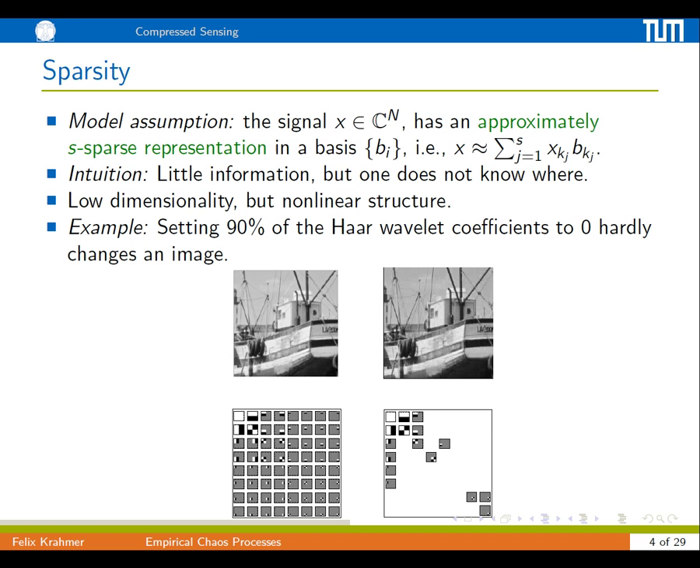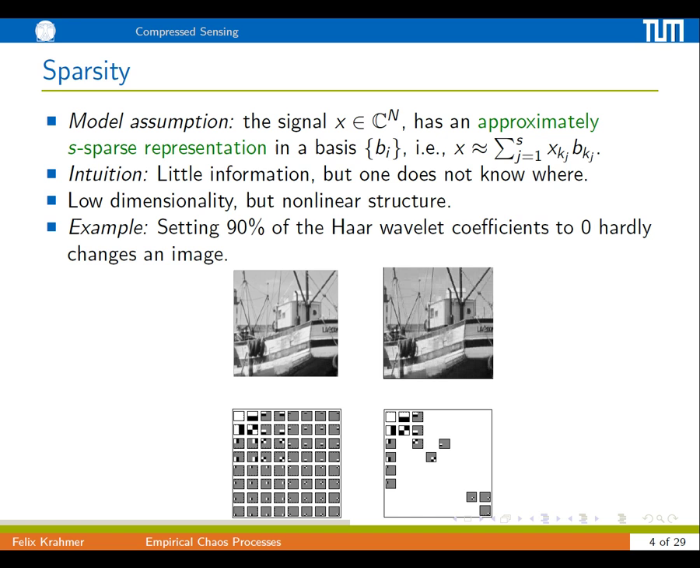Okay. Compressed sensing. The model assumption of what I will talk about is sparsity. So the idea is you look at these images and you make an appropriate basis expansion, then the signal, the image in this case, has an approximately sparse representation. So in this basis, which in this case here is the Haar wavelet basis, you don't need to know what it is if you haven't heard this before. You should think of some basis that is chosen in a way so that we can well approximate the signal by setting all but very few basis coefficients to zero.